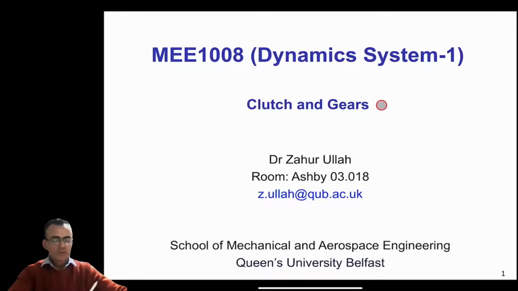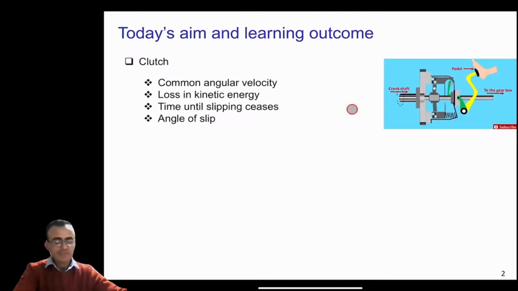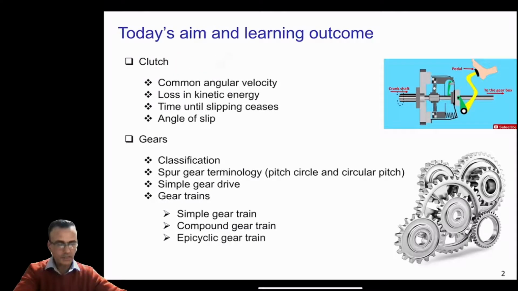Okay, so in the second part of this lecture, we will discuss the clutch and gears. In the case of the clutch, we will discuss how to calculate the common angular velocity, the loss in kinetic energy for the clutch, the time until slipping ceases, and then the angle of slip. We will discuss these topics as part of the clutch topic, and we will also discuss gears.